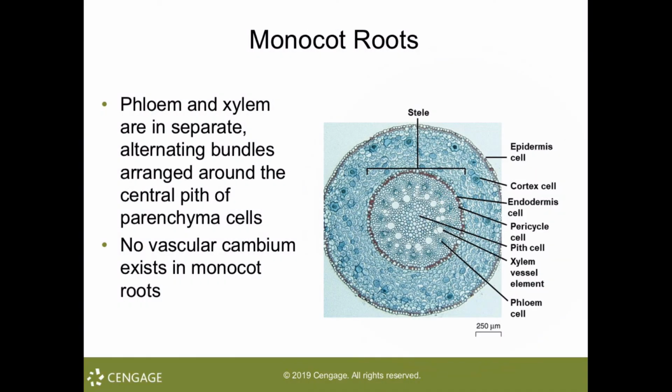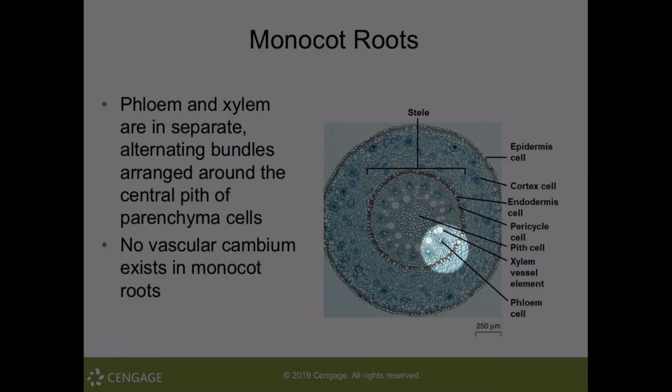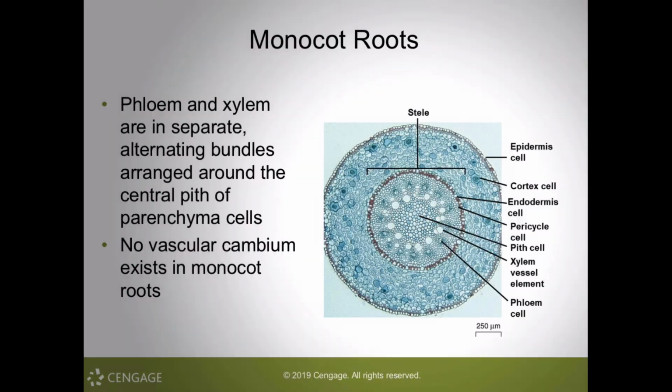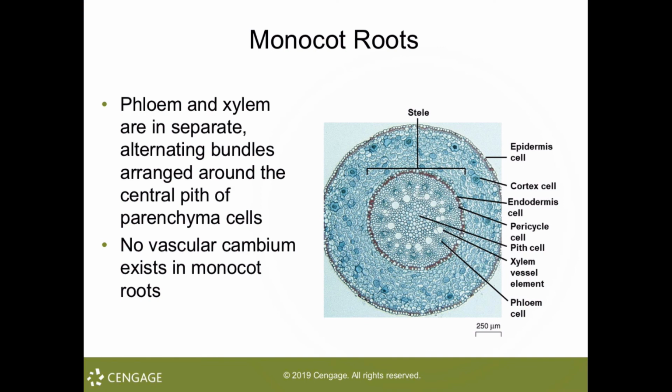Since I'm going outside in, I'll now begin at the phloem. The phloem is here, and then just inside the phloem is the xylem, the xylem vessel element. And then we end there at the very center with the pith, P-I-T-C-H, the pith. So that is what is inside the stele of a monocot root. Again, the cortex is, of course, extended in size.